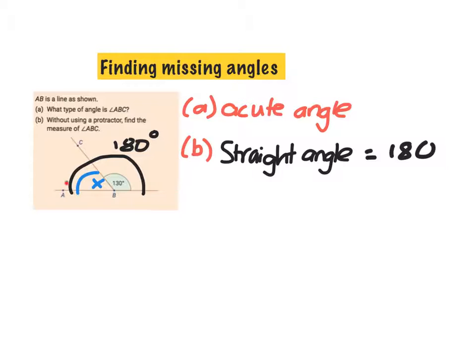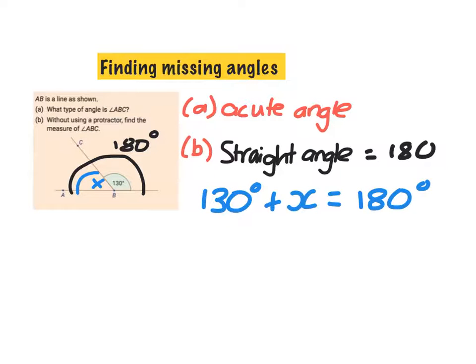Okay, and if we think back to axiom 3, we know that this is our full angle, that's our straight angle, and we know that this angle here plus this angle here is equal to this big 180, okay? So we can say that 130 plus x is equal to 180.